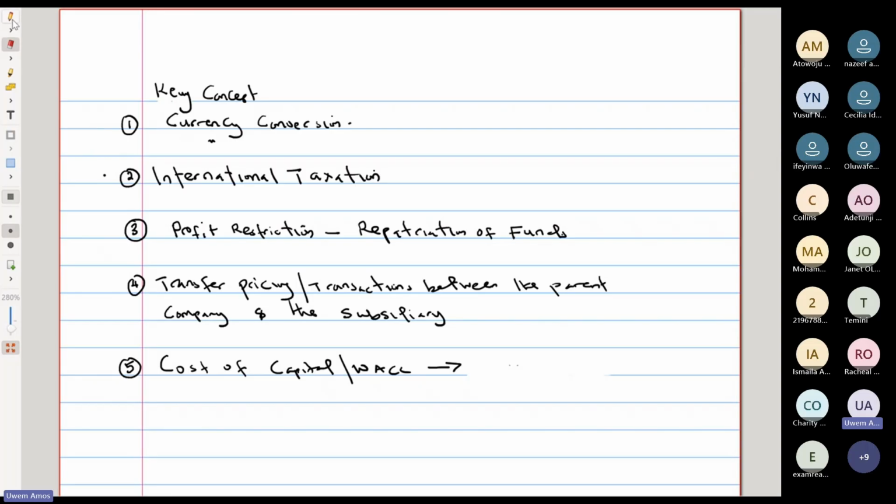So the concept of cost of capital, you're going to be looking at that of the home country versus the subsidiary. So which of them are we using, and under what conditions do we use that particular cost of capital? So these are the new concepts, guys, that you should learn on international investment appraisal.